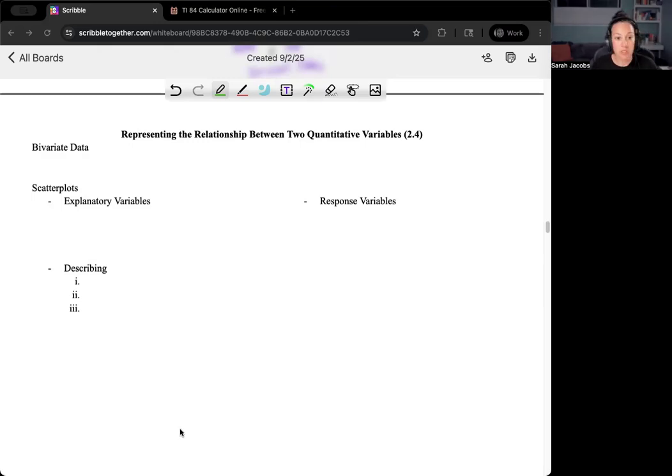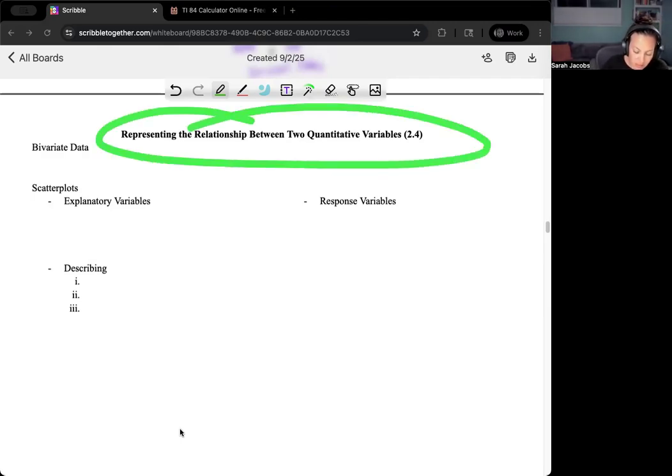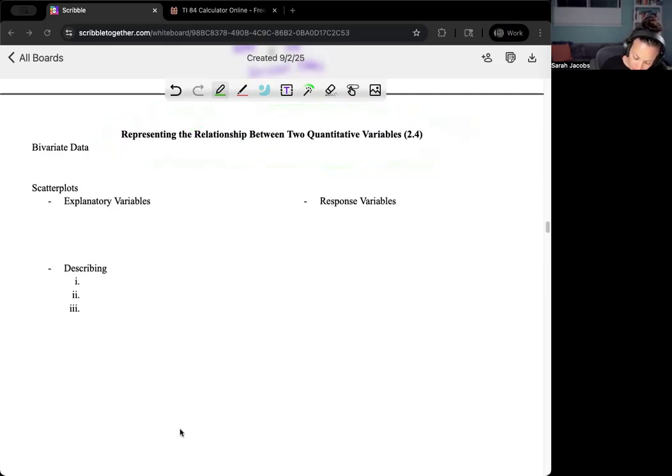Okay, so let's talk bivariate data. We're still in Unit 2. Now we're representing the relationship between two quantitative variables. Last class we looked at two categorical variables. Now we're looking at two quantitative variables. And so bivariate data, I'm going to try typing some of this because I feel like that's nicer for you in some respects.